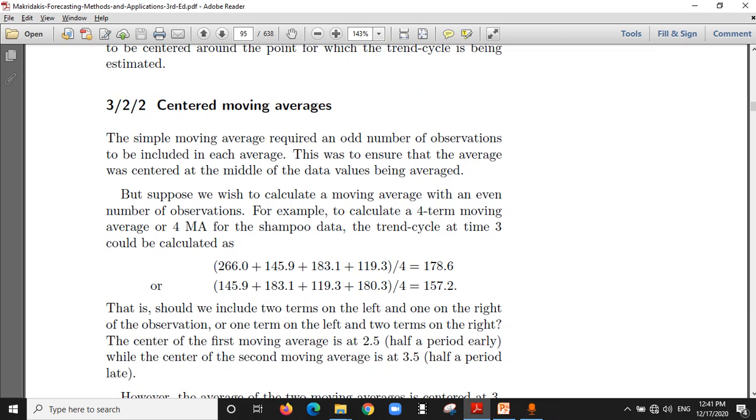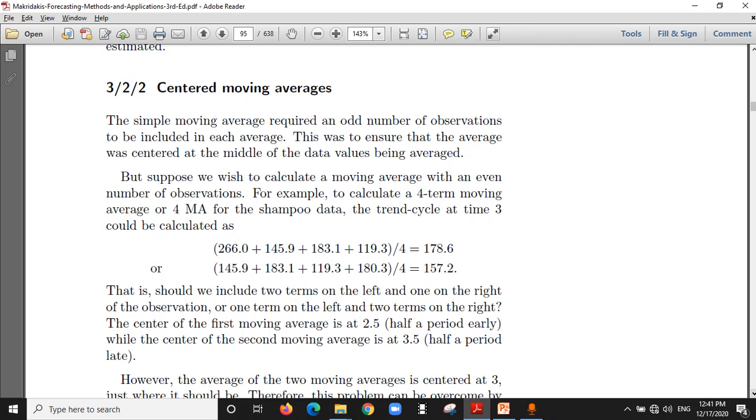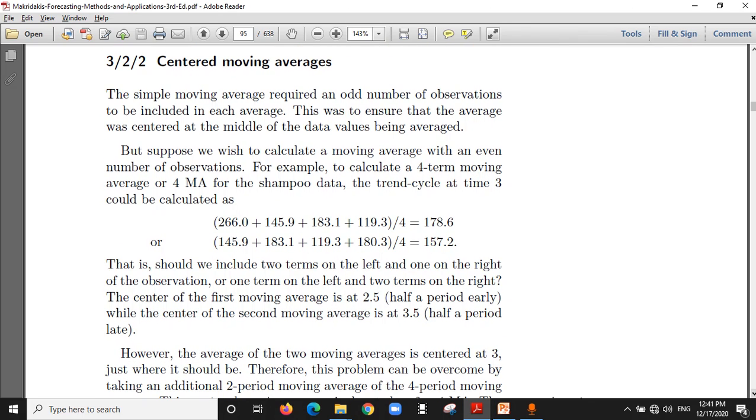We will start with the centered moving average. As we explained in the simple moving average, we require an odd number. There is the 3-order simple moving average, 5-order, 7th order, and so on. So we need an odd number of observations to be included in each average.